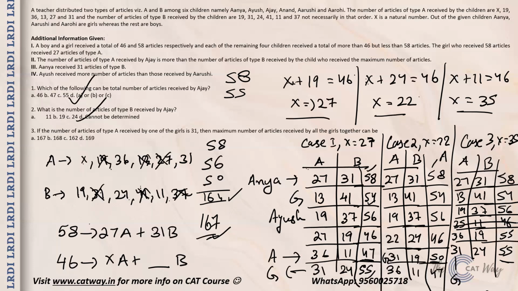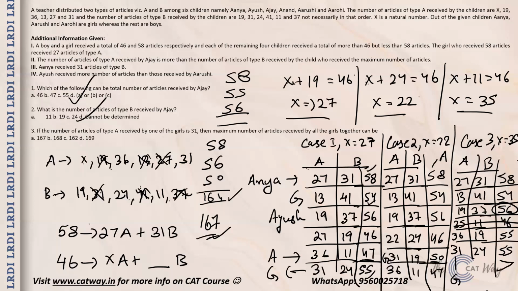Now Arushi has what possibilities? If Arushi goes to 54, in that case Ayush can take 55 or 56. If Arushi goes to 54, then Ayush can have 55 articles, and that means the other girl, because nothing has been given about them, we can take as 56. So this is one possible case, that 58, 55 and 56 is another possibility. Let me see if it is clearly fine.